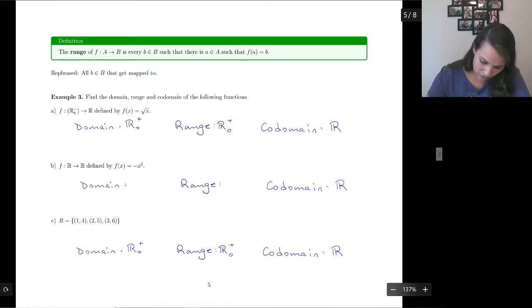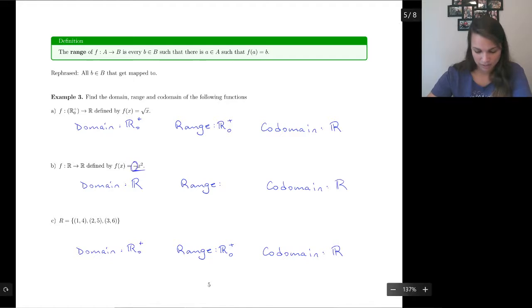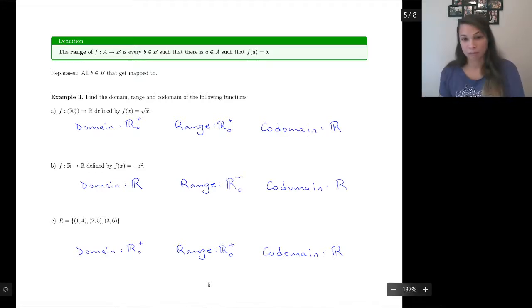So for this one, we've got the domain is all of R. And then we've got the codomain, easy to pick out, also all of R. But the range, not necessarily going to be all of R. So let's think about this guy. We know that squares are always 0 or positive, but now we have a negative sitting on top of it. So that means it's going to be negative numbers and possibly 0.